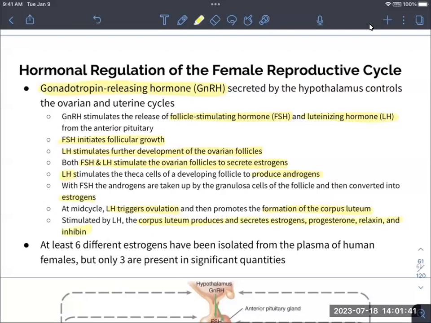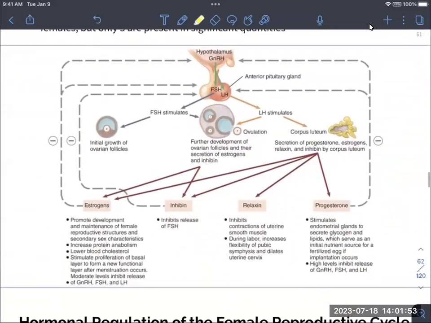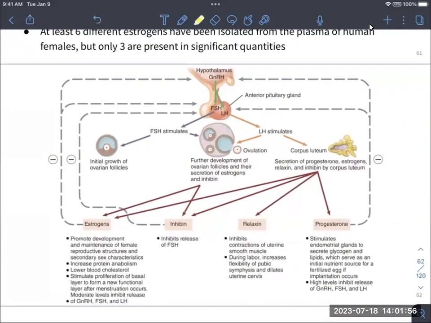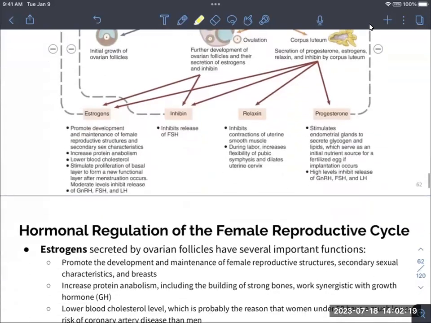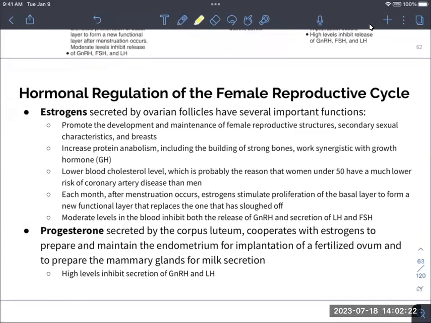There's at least 6 different types of estrogens that females secrete, but we only can monitor 3 of those. So that gonadotropin releasing hormone causes follicle stimulating hormone and luteinizing hormone to be released. They travel through the bloodstream to get to the ovaries to cause that oocyte to mature, cause that oocyte to get released out, cause that corpus luteum to be developed and secrete out estrogens and progesterones. So these different estrogens.